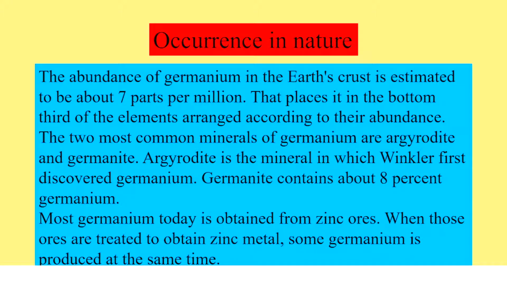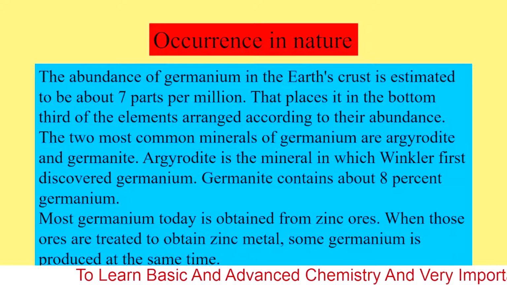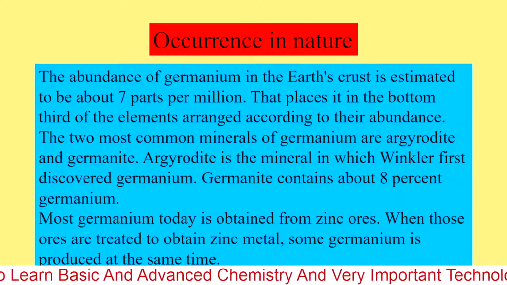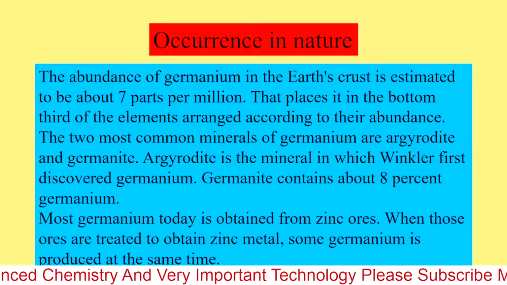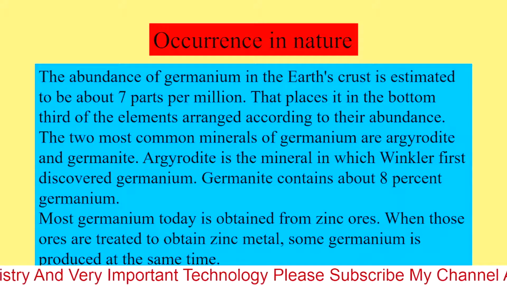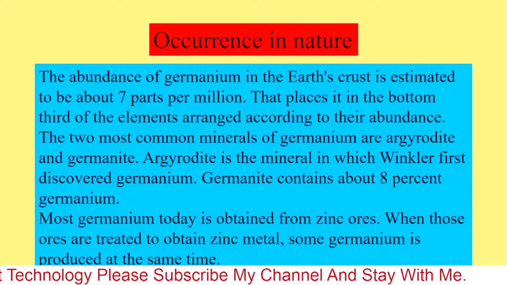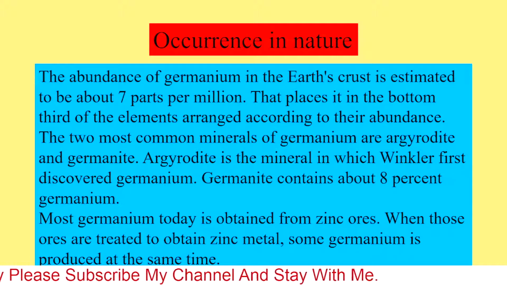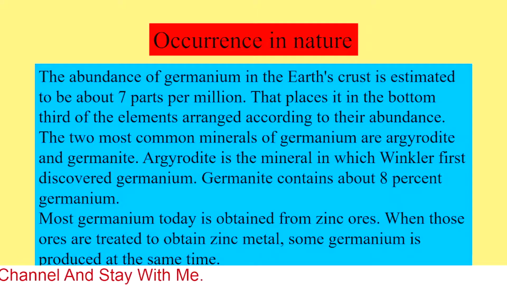So for germanium, if we consider the total earth crust as 1 million divisions, then you have only 7 parts in the 1 million parts of the Earth's crust. So 7 parts per million: the abundance of germanium in the Earth's crust is estimated to be about 7 parts per million. That places it in the bottom third of the elements arranged according to their abundance.